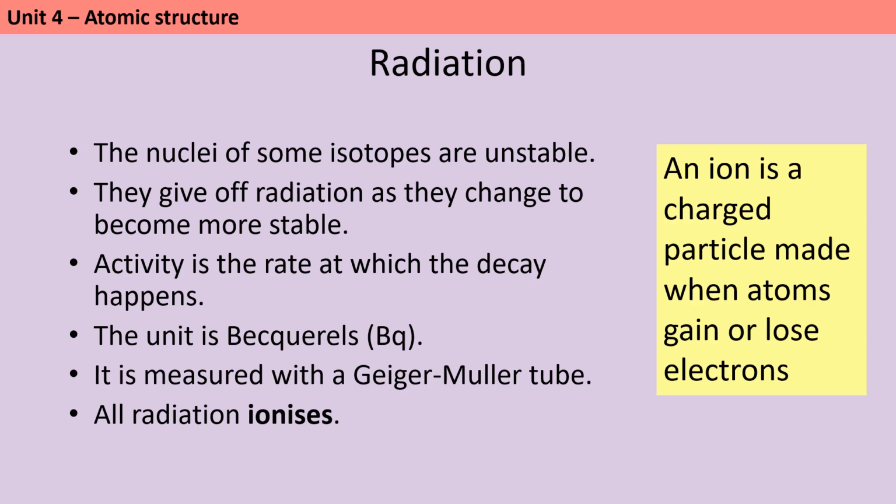All of these different kinds of radiation ionize, and what that means is that they turn other atoms into ions by removing their electrons. So you'll know from chemistry that ions are made when particles lose electrons and when they gain electrons, but in terms of radioactivity and physics, we're always thinking about electrons being lost.